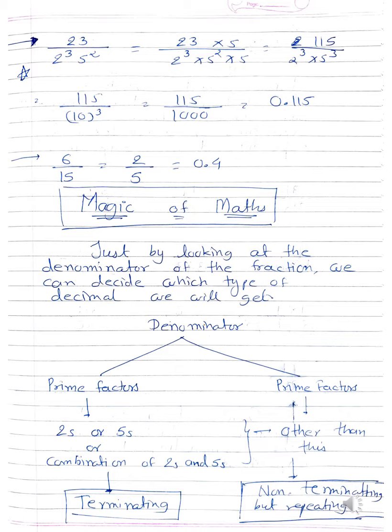To understand it better, let's have some examples, or we can actually take the first example which is on the top of the page, that is 23 upon 2 cube into 5 square. Look at the denominator. It is a combination of 2 and 5 only. So we will get the terminating decimal, and after solving we are getting the terminating decimal 0.115 as the answer.